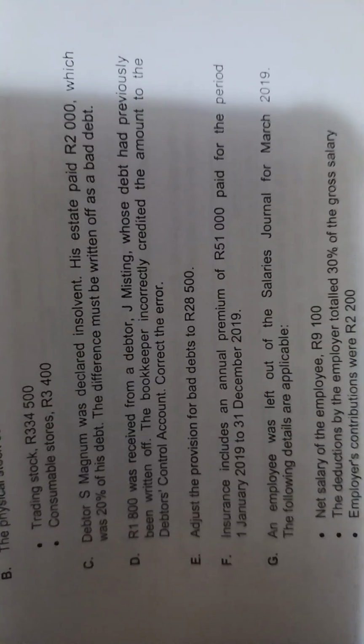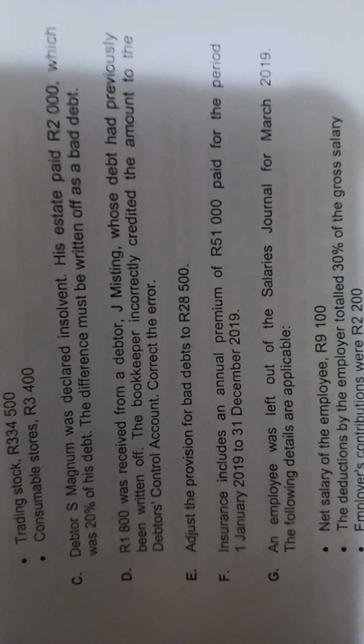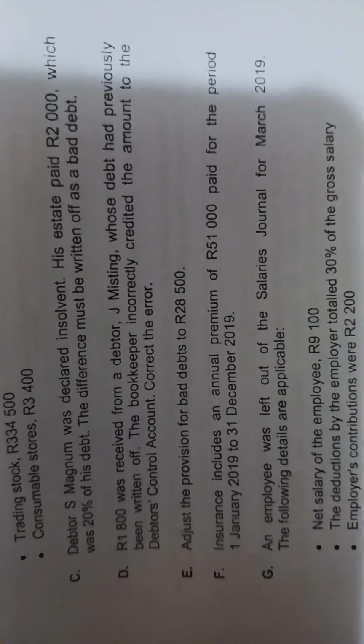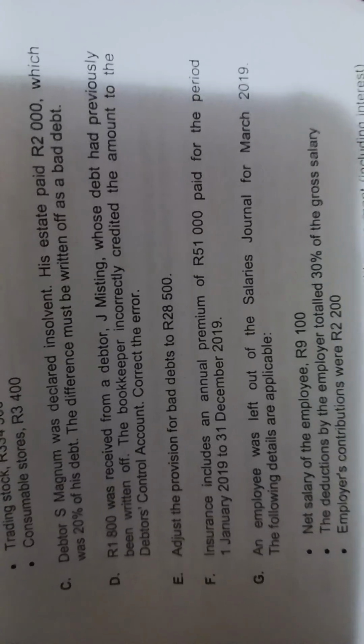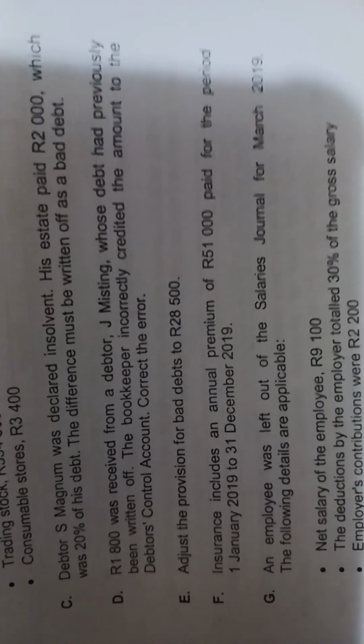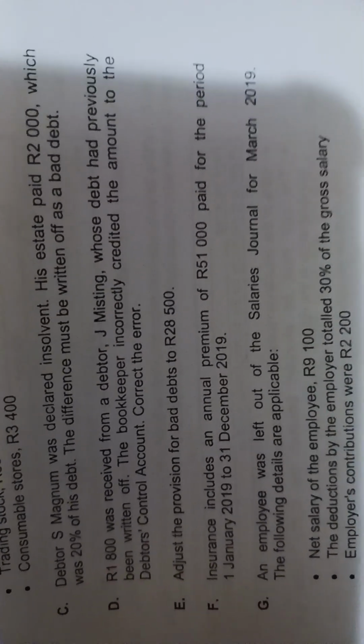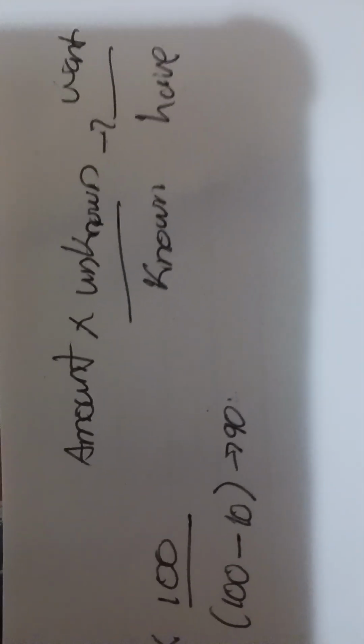information C, debtor S. Magnum was declared insolvent. His estate paid 2,000 Rand, which was 20% of his debt. The difference must be written off as a bad debt. Right, that's easy. Remember, this method, I always stress this method, you're going to use it a lot throughout your accounting, paper 1 and paper 2. So yeah, get familiar with it if you don't know it, and if you do, well, that's very good.